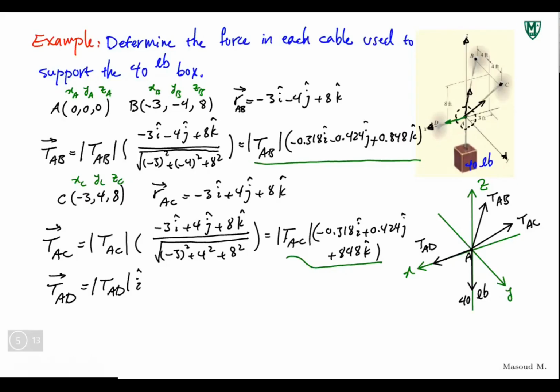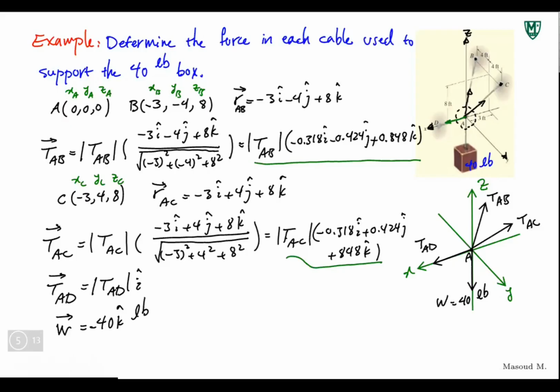And the last one would be W, or weight. I can just call it W here. How about that? Well, I know its magnitude is 40. What is the vector representing that? So this is z-axis, and this is downward. So what would be the vector represent? Minus k, yes. So that would be minus k pounds.